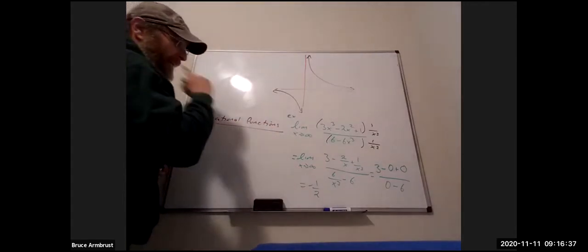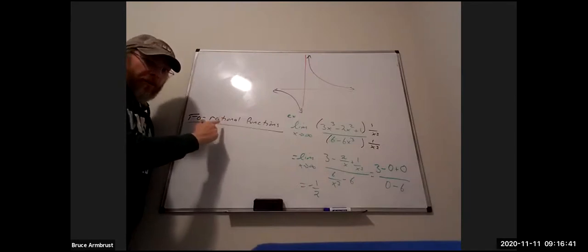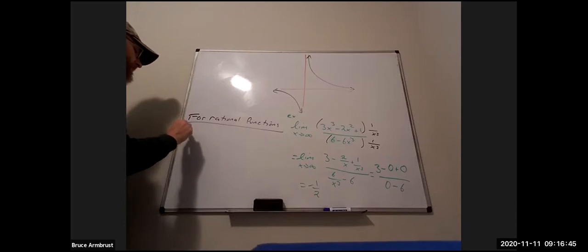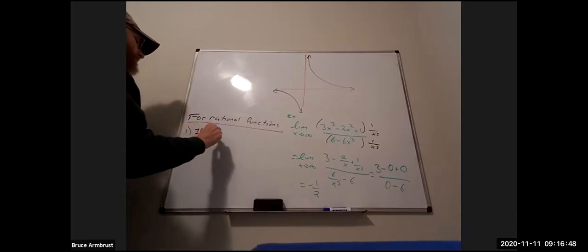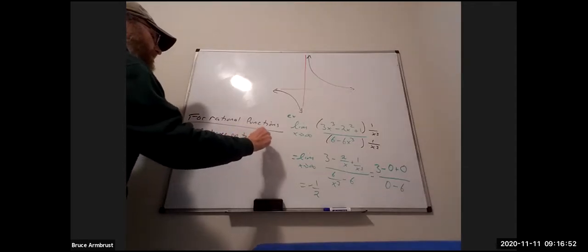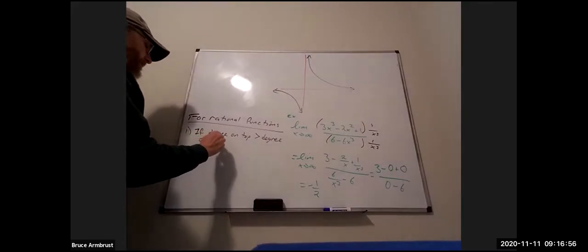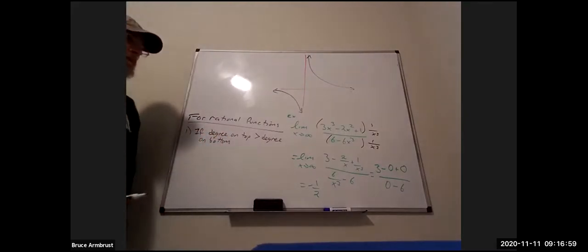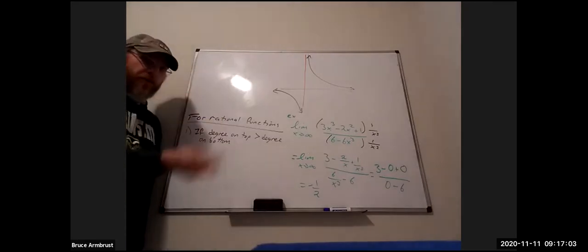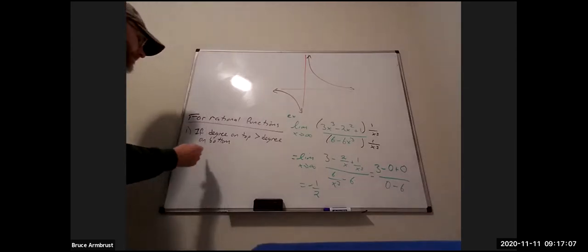Okay, so rational functions like this one right here. Again, rational means polynomials divided by polynomials. All right, so if the degree on top is greater than the degree on the bottom, so you've got a higher degree on top than on the bottom, like an x to the 4th over x squared, or an x to the 7th over x cubed, or something like that.